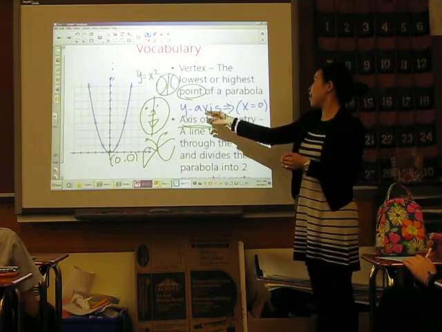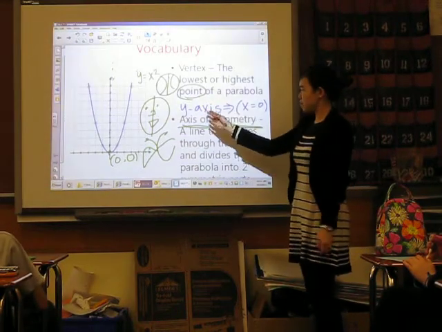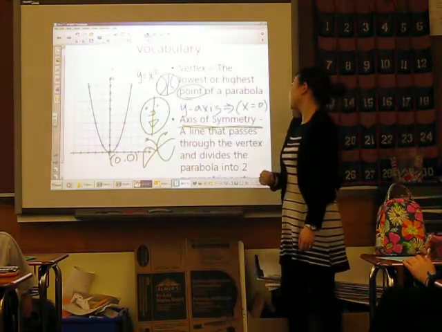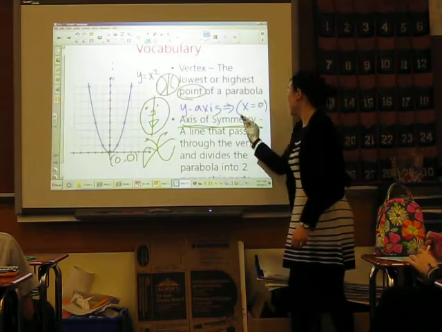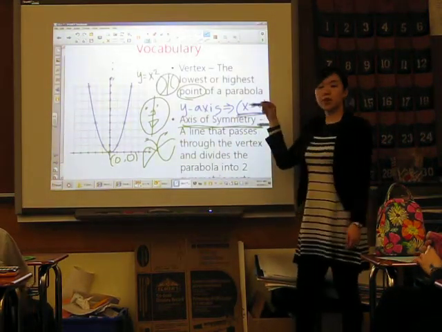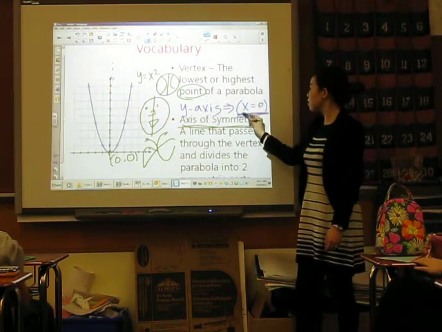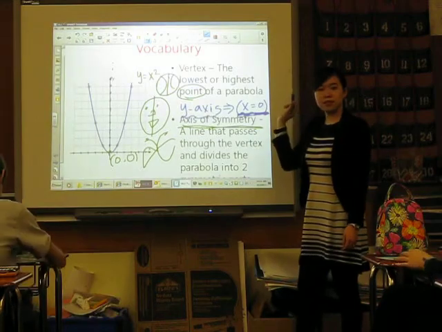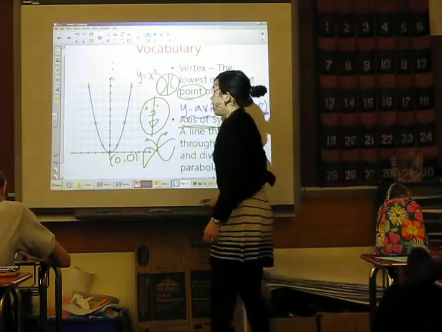Axis of symmetry. The y-axis is the line of symmetry. Keep that in mind. x equals 0 is the equation. In the equation, you will say x equals 0. It has the same meaning as the y-axis. Right? Okay.